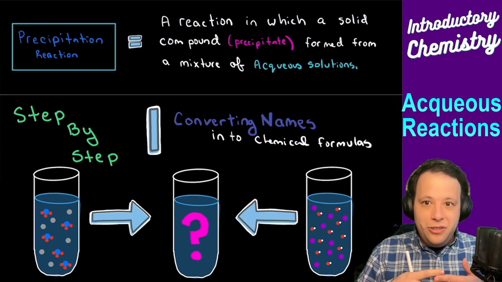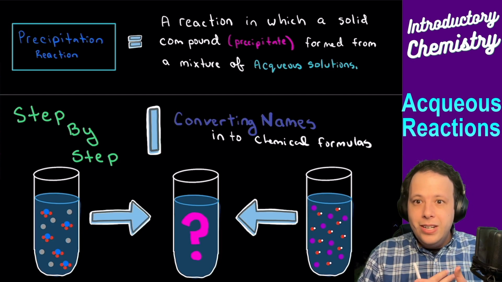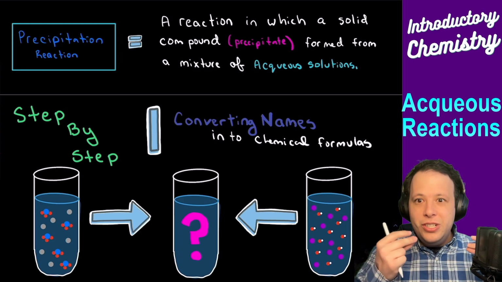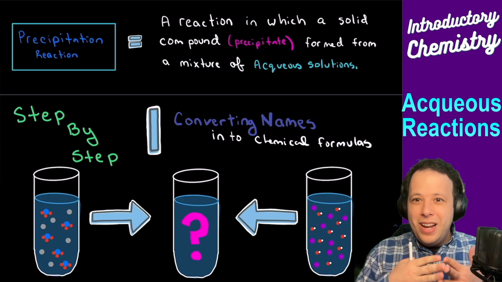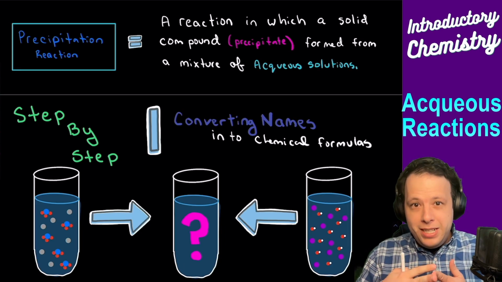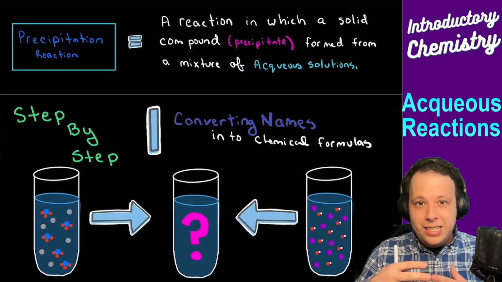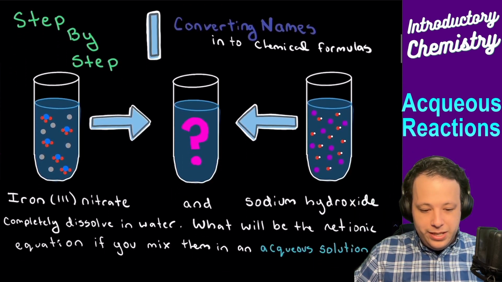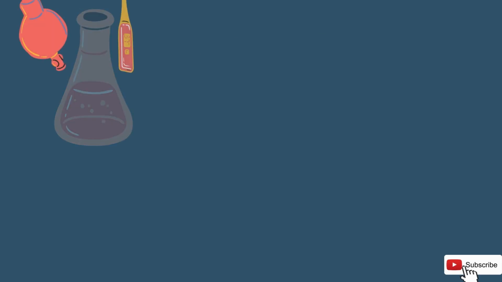You might have a solution that is completely clear, and all of a sudden, like magic, in an instant, you have a solid that forms. So that's something that we're going to be looking at step by step, on how we can see these. So how do we do that? How do we do these kinds of problems?